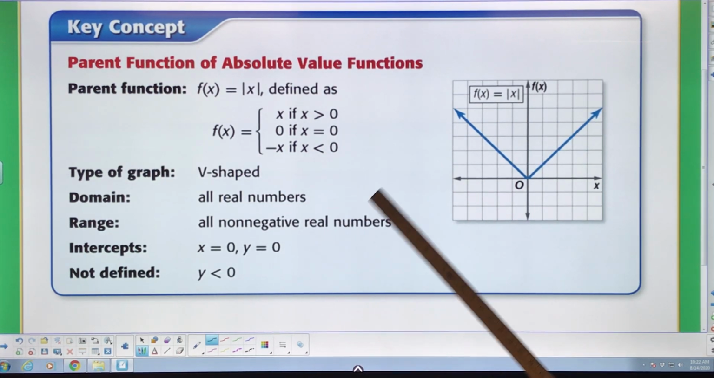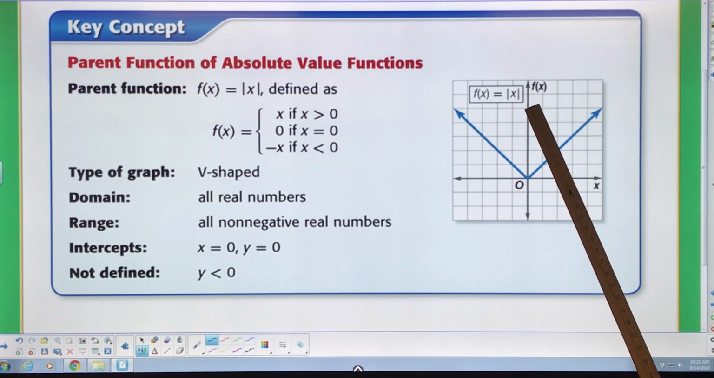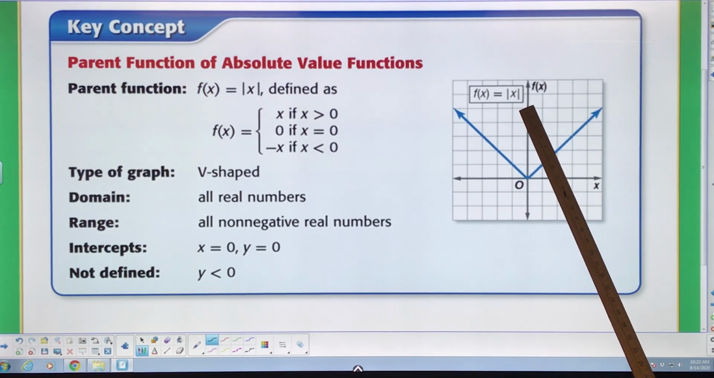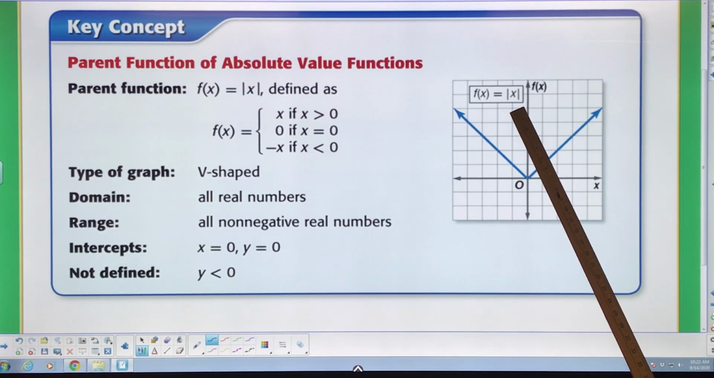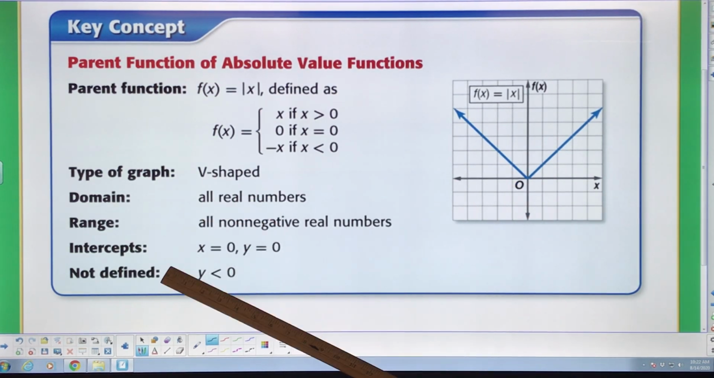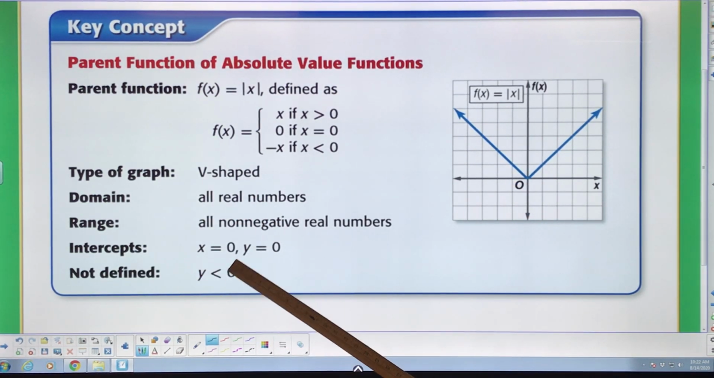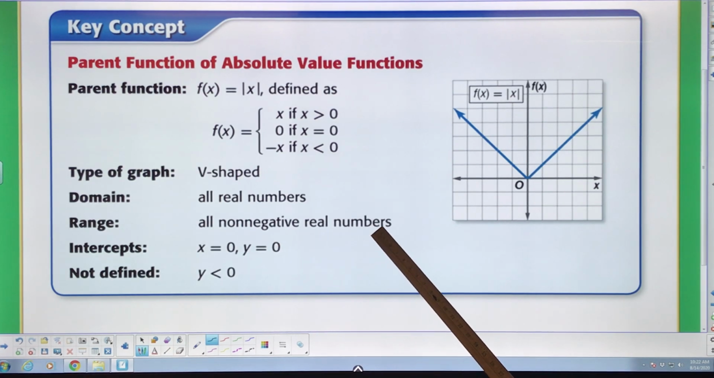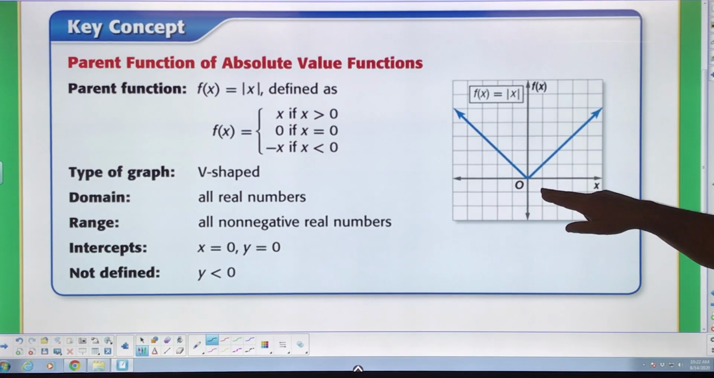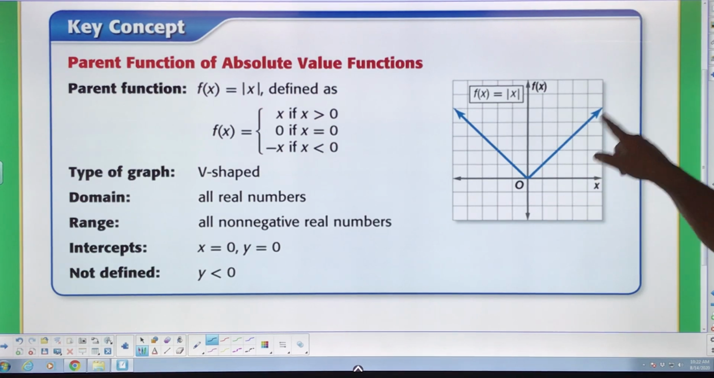Domain is all reals. You can put any number you want to, positive, negative, rational, irrational, it doesn't make any difference. You put any number in there and take the absolute value of it, because absolute value is just distance from zero, and they all have a distance from zero. The range is all non-negative real numbers, because you can see it comes down to the x-axis, touches here at the origin and goes back up.